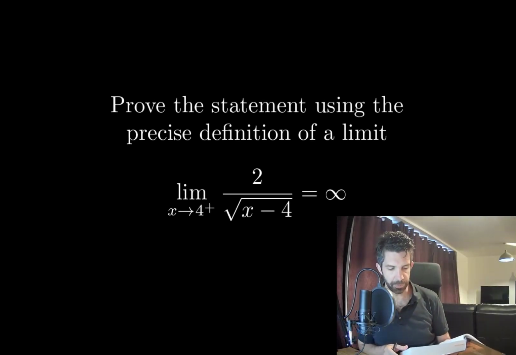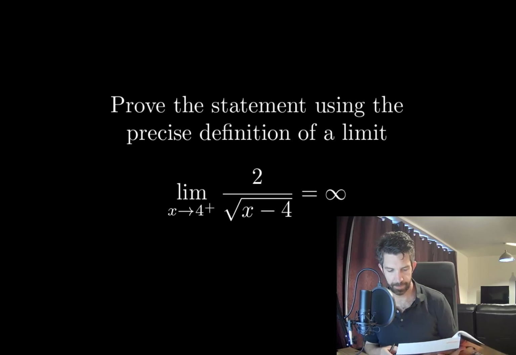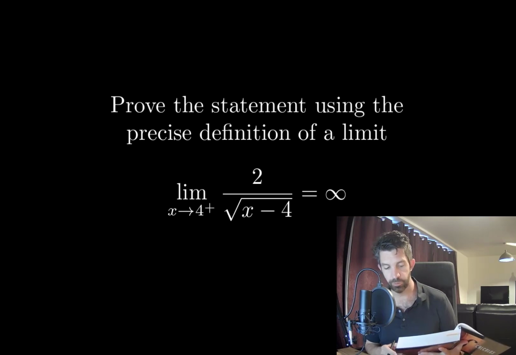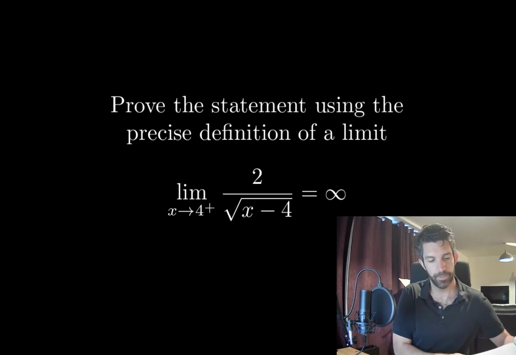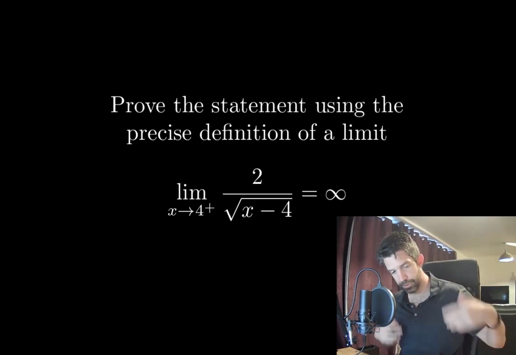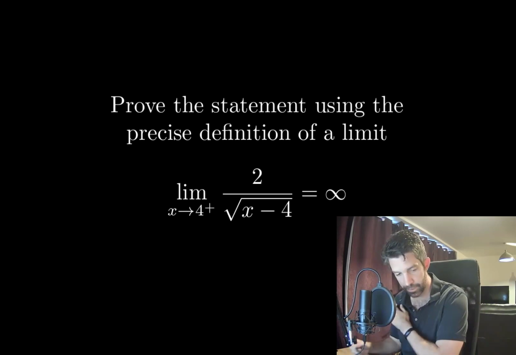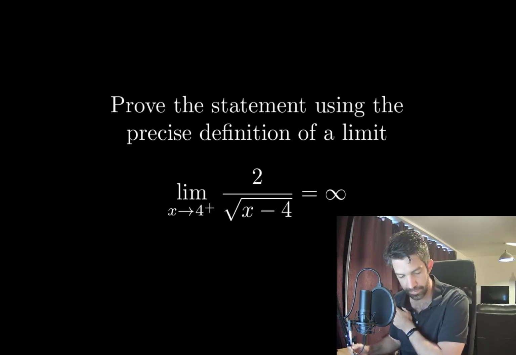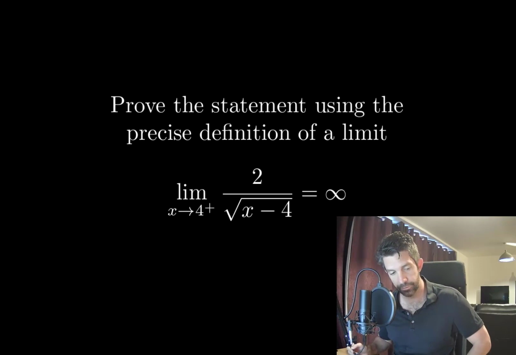Prove the statement using the precise definition of a limit. The limit as x approaches 4 from the right of 2 divided by the square root of x minus 4 is equal to infinity. Okay, so if you're just visualizing what the graph of this function looks like, the limit should more or less be obvious, but we're asked to do this using the precise definition of a limit.